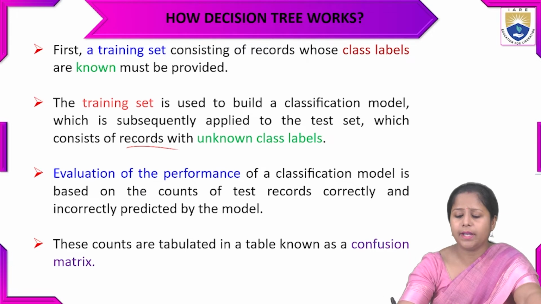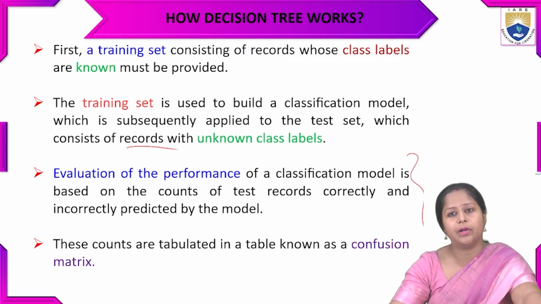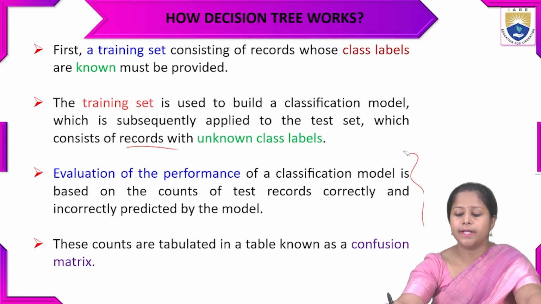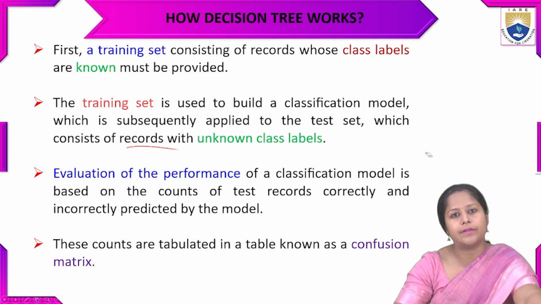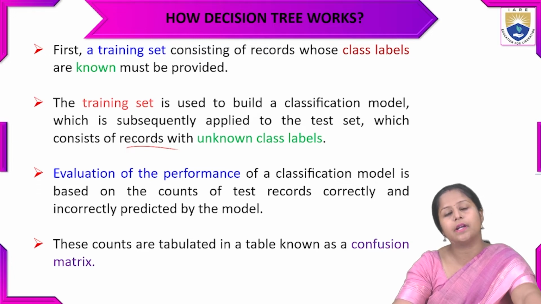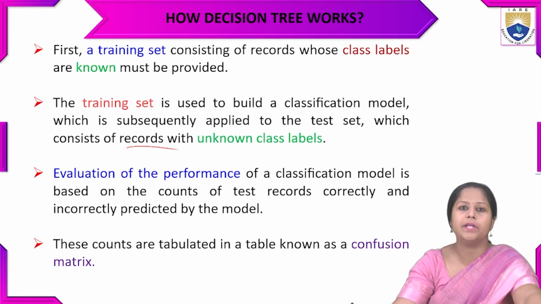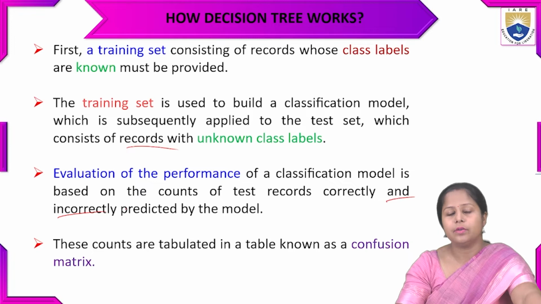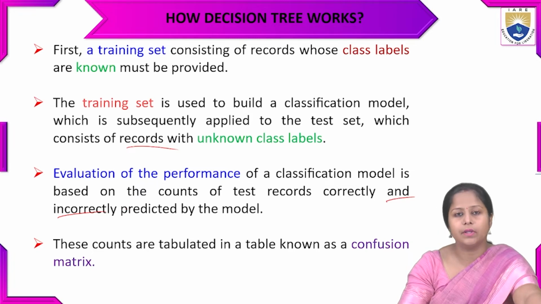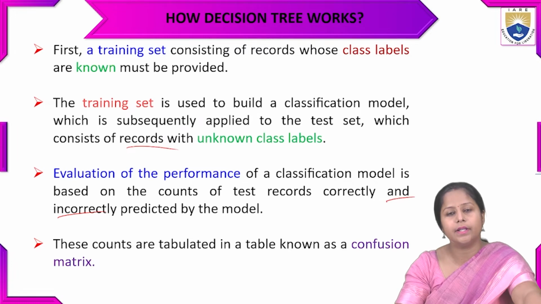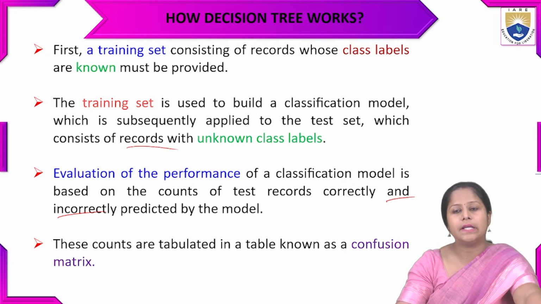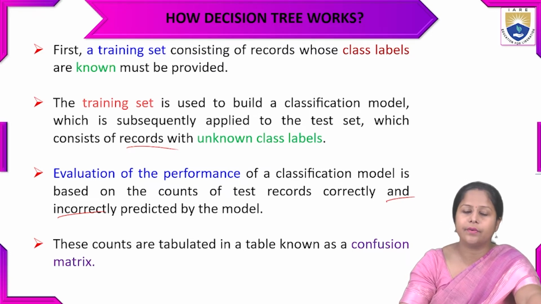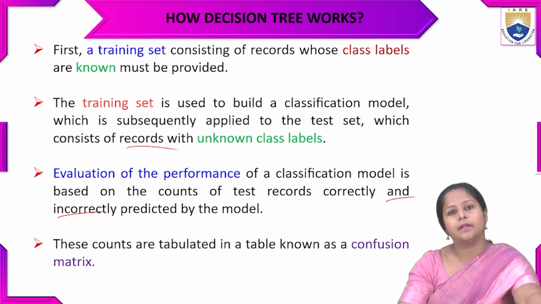The evaluation of the performance of a classification model is based on the count of test records: how many are correctly classified and how many are incorrectly classified by the model. We are going to evaluate that performance on the basis of the correctly classified and incorrectly classified class labels predicted by that same model.